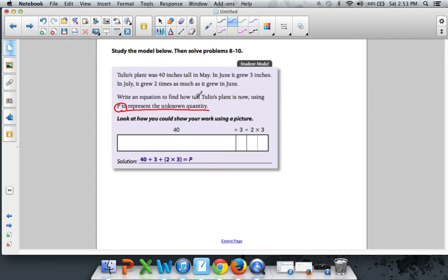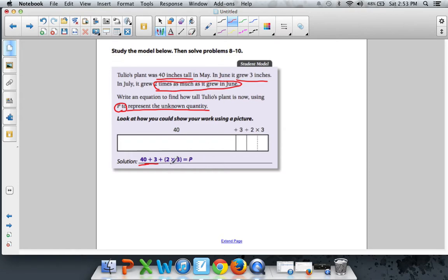When you're making an equation, I recommend doing it one step at a time. So it was 40 inches tall, and look, they wrote a 40. In June, it grew 3 inches. It grew. That means it got bigger, so plus 3. In July, it grew 2 times as much as it grew in June. That's a hard part. So what did it grow in June? It grew 3. But in July, it grew 2 times as much as that.